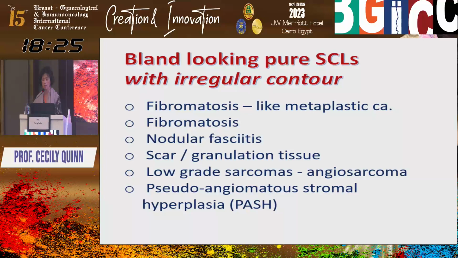Top differential is fibromatosis like metaplastic carcinoma. And I've included the other irregular lesions there, such as fibromatosis, etc., bearing in mind, of course, that some low-grade sarcomas, like angiosarcoma, can mimic a benign spindle cell lesion.